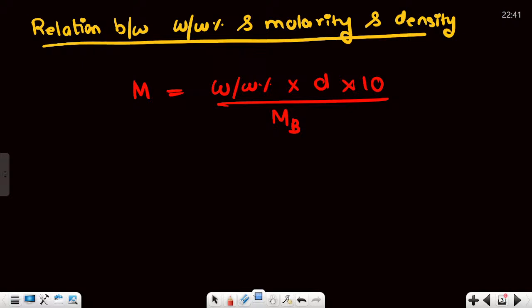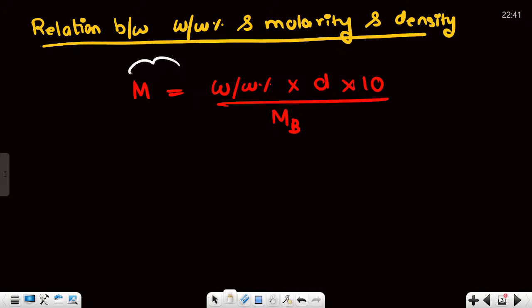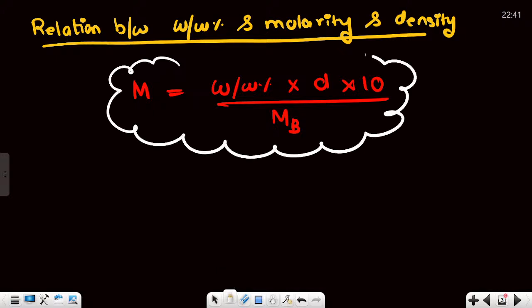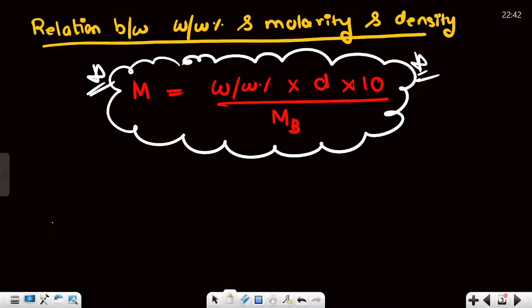Did you understand? So again, it is an important formula. You have to remember the formula. This is a simple formula to find out the molarity when weight by weight percent and density are given. It is weight by weight percent, density into 10, divided by the mass of the solute. Very very important formula. Mark it for short numericals, because this will not come in long numericals. Any doubt? Till now, any doubt? It's an easy one.